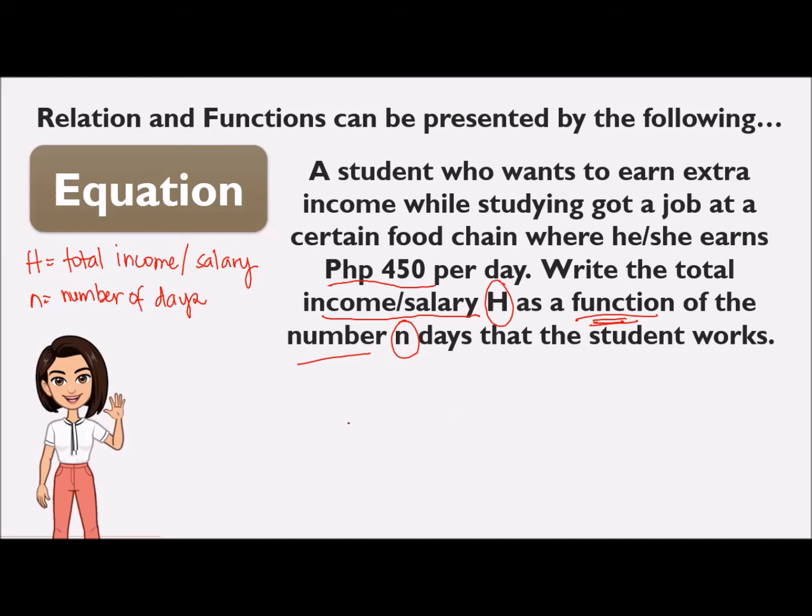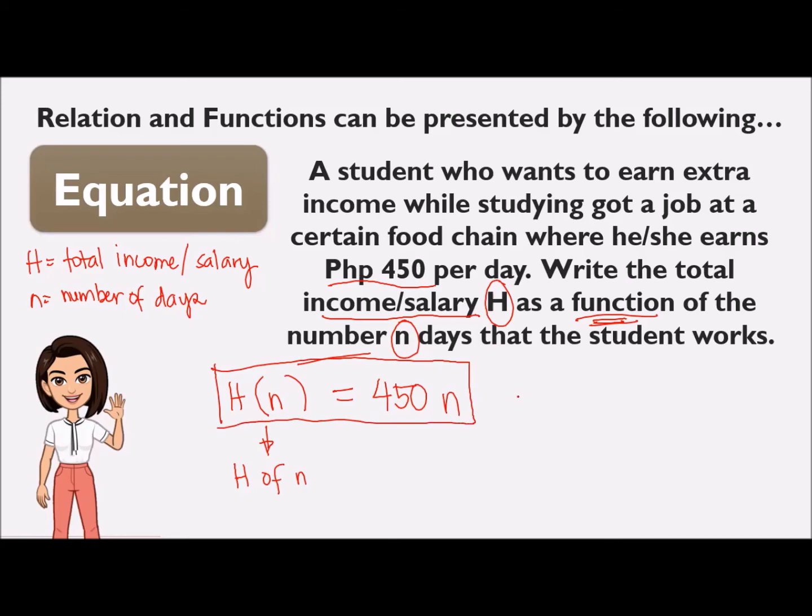Okay, so ano siya in a function? So, ang representation natin dyan ay h of n. Ulit, ang basa po dito ay h of n. Ibig sabihin, nakadepende yung sasahurin natin doon sa dami ng ating ipinasok kada araw. Okay? Paano yon? That is 450 a day. So that is 450n. So this one is now our function notation. So yan yung function.